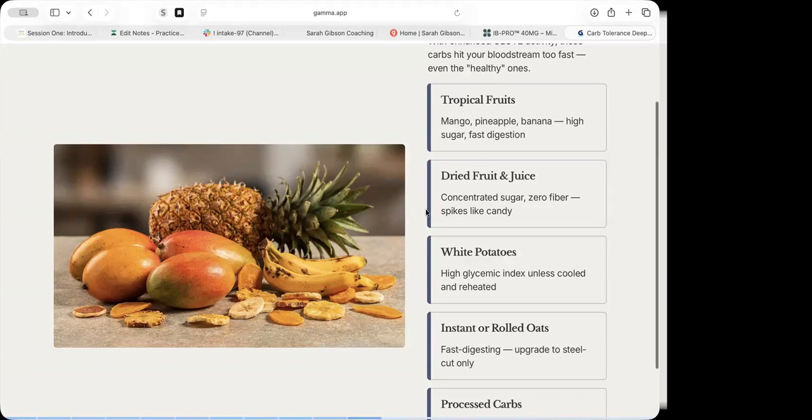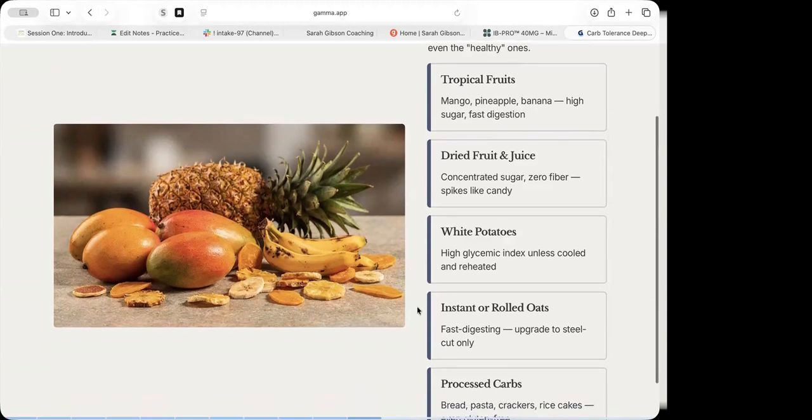Being thoughtful to avoid things like dried fruit, candy, juices, things like that. White potatoes, especially white potatoes without the skin on them, because the skin is what's going to contain the fiber that's going to slow that glucose absorption down. Eating them hot out of the oven is going to create more of a glucose response than something that's been cooked and then cooled and then gently reheated.